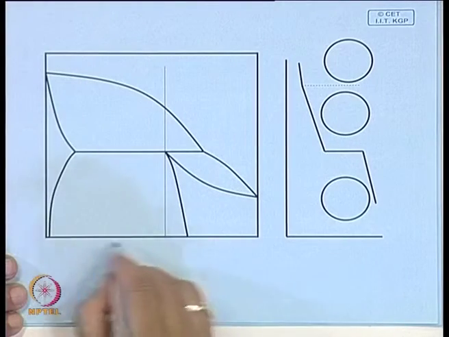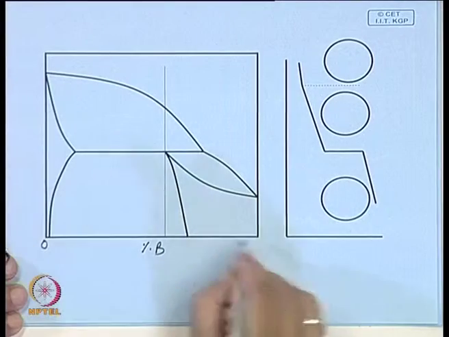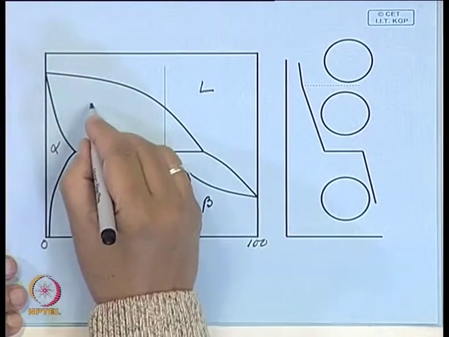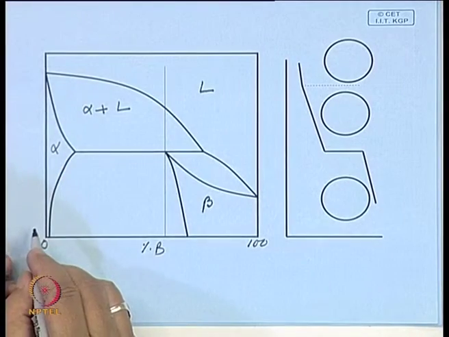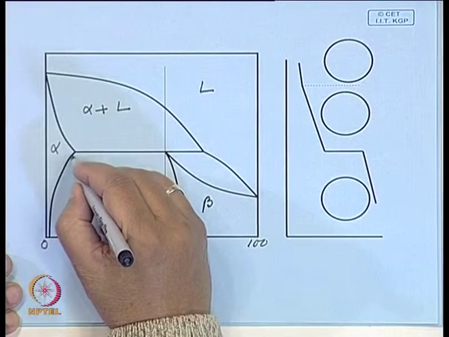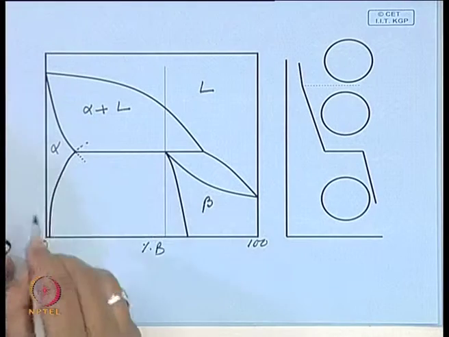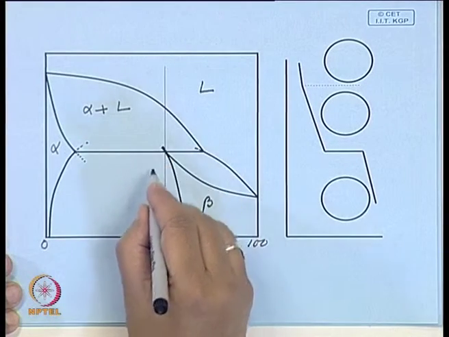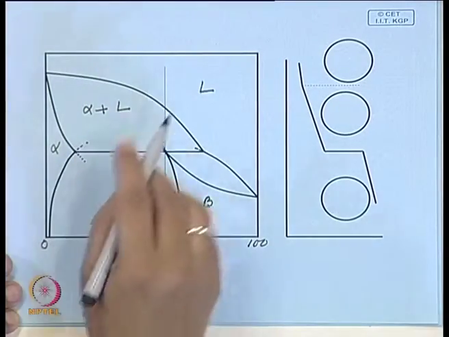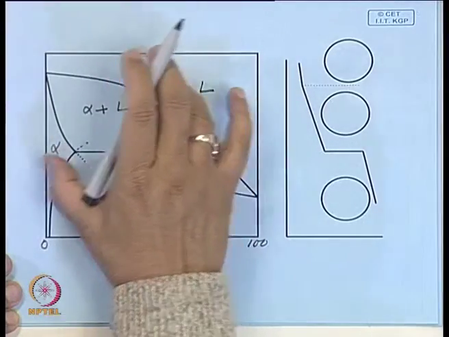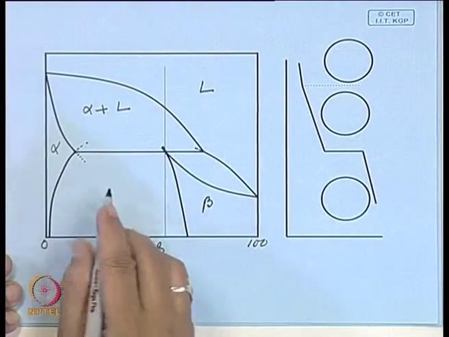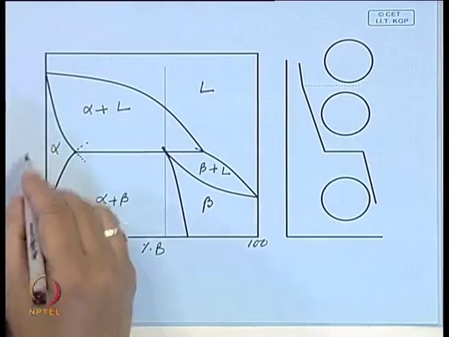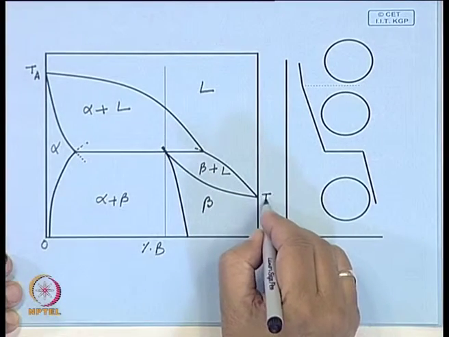This is again percentage B, this is 0, this is 100% B, this is alpha, this is liquid, this is the beta field, this is the two phase field. And look carefully at this diagram. If you extend this one, this points to the two phase region. If you extend this, this points here. If you extend this, they point to the two phase region, and between two single phase regions you have a two phase region. Here you have alpha plus beta, here you have beta plus liquid. This is the melting point of A, this is the melting point of B.